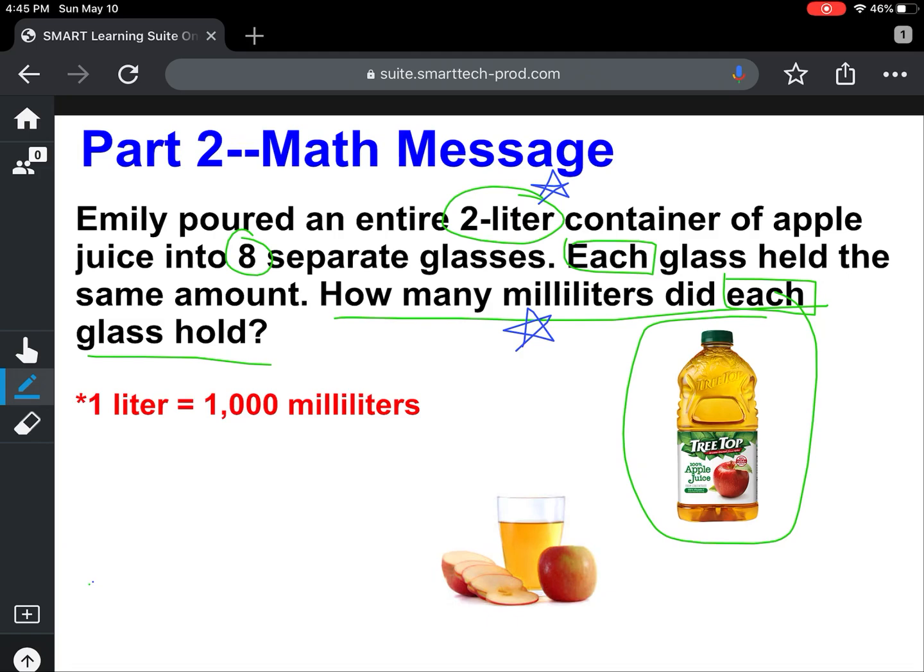Remember, 1 liter is 1,000 milliliters. So if this is a 2-liter bottle, how many milliliters is that? Think about that when you're solving. Write down each step that you need to solve to get to your final answer, because there's more than one step. Once you have your final answer, turn the video back on so we can check our work on the next slide.